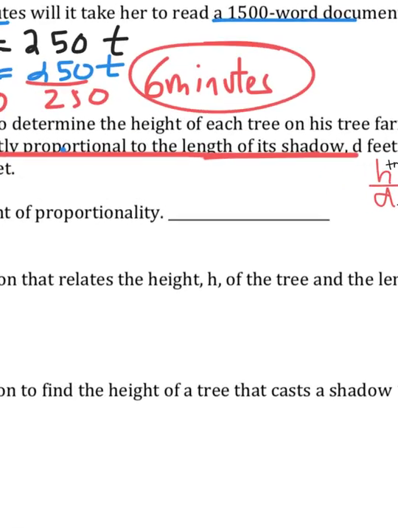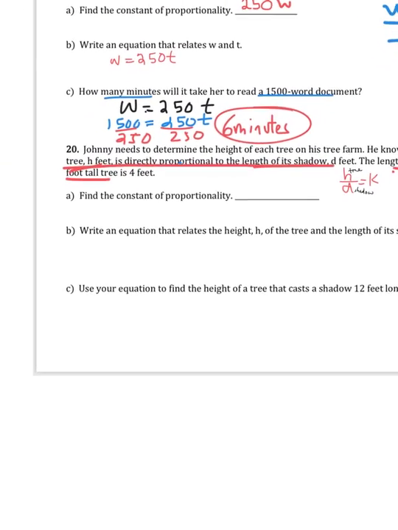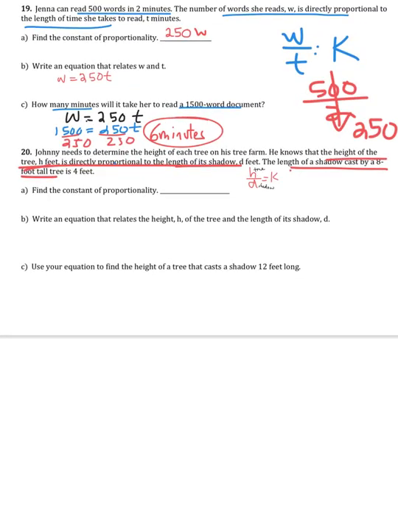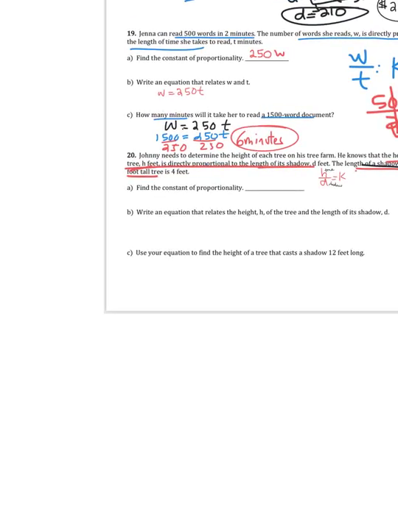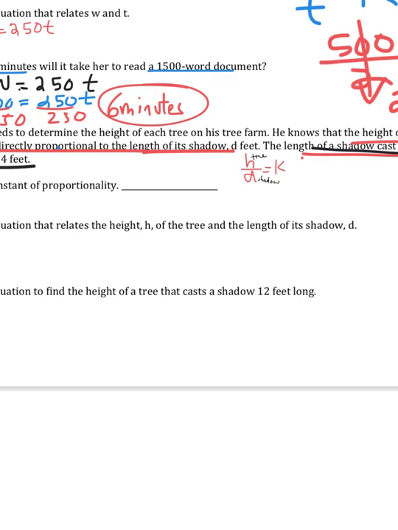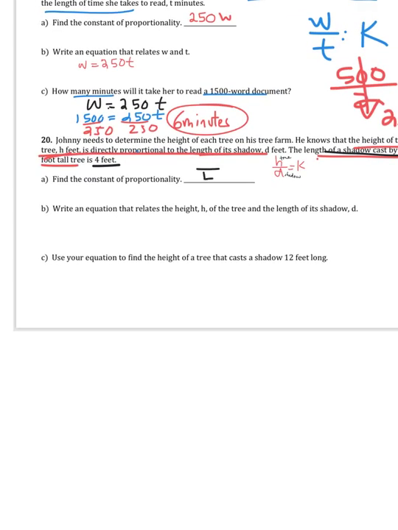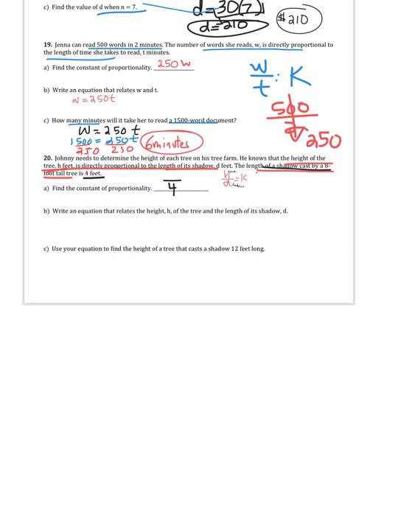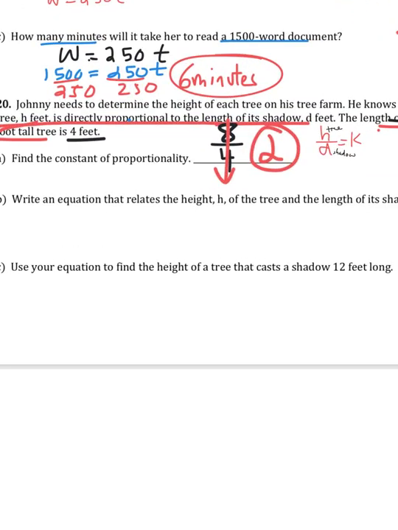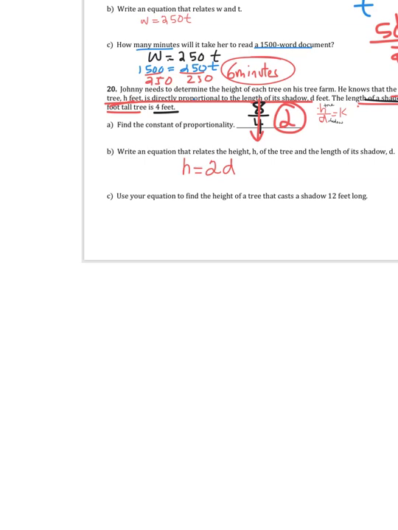Okay, so now when I set up this equation, I gotta read it. The shadow cast by an 8-foot tall tree is 4 feet. So the shadow goes on the bottom. So the shadow is 4 and the height of the tree is 8. And 8 divided by 4 is 2. So the constant is 2. So writing the equation using those same values, h equals 2d, because I'm using h and d in this case. All right, got that.